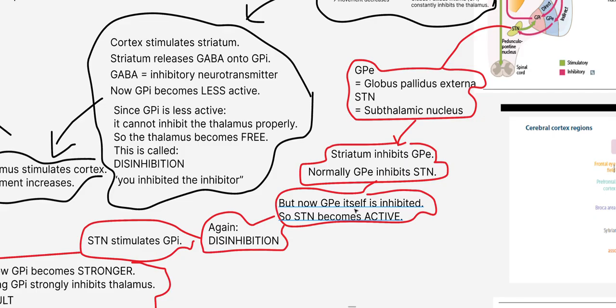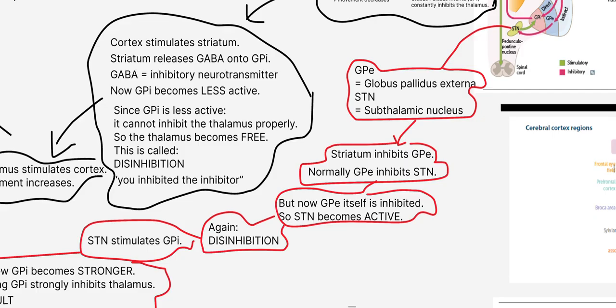So look at this. What is happening in the other pathway, this indirect pathway, is that we are overall suppressing the movement because this pathway is activating the brake. The brake is still the GPI, but we're starting with something which was our GPE. Now, cortex is stimulating striatum. Striatum is going and inhibiting GPE, the globus pallidus externa.